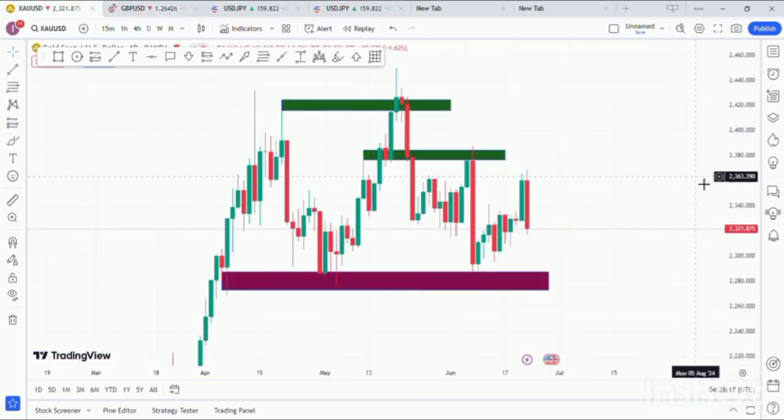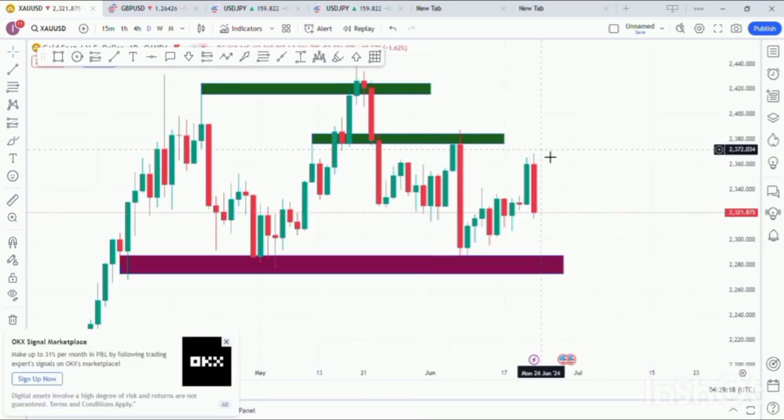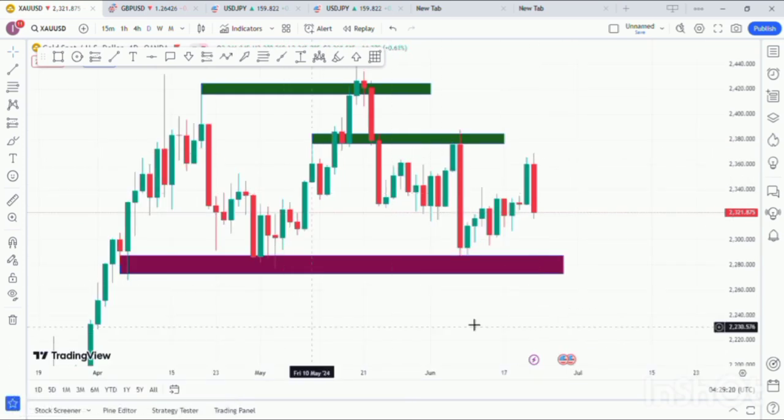Alright guys, so right here on my screen is XAUUSD gold, as you can see. So right here on the daily time frame, guys, for this week, we'll be expecting price to move downward to respect this support zone right here. This is a very valid support zone that has been holding for some time now. So we'll be expecting price to move downward to respect that support zone.